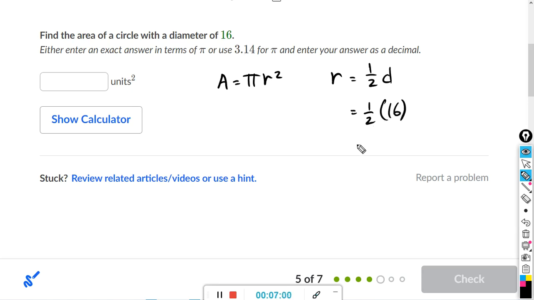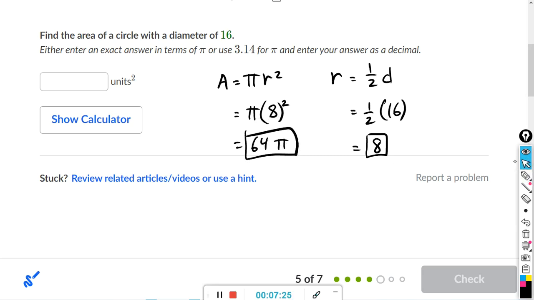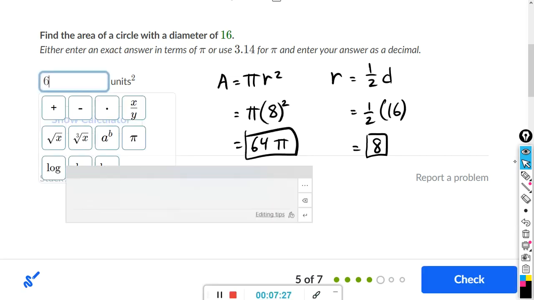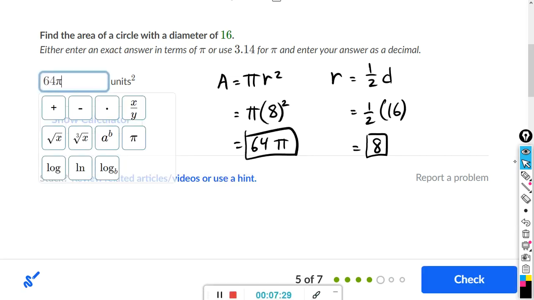Half of 16, or 16 divided by 2, is just 8. Okay, so we're going to use 8 in place of the radius r. So the area is going to equal pi times r squared. That's going to be an 8 squared. Okay, 8 times 8 is 64. And we still have the pi. So in the box, type 64 and pi for pi. Or you can click the pi symbol.